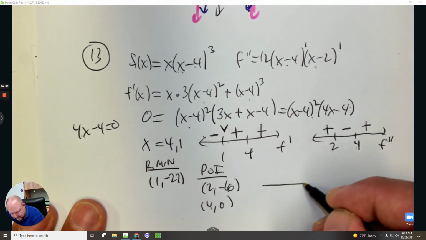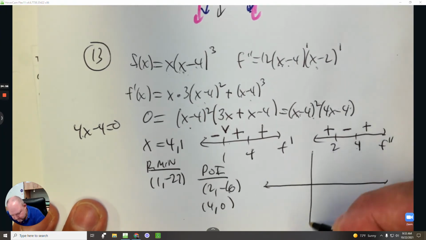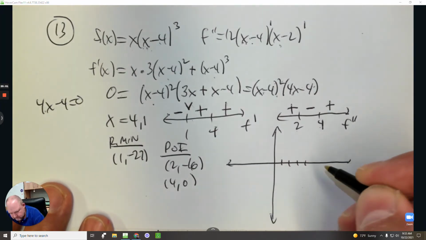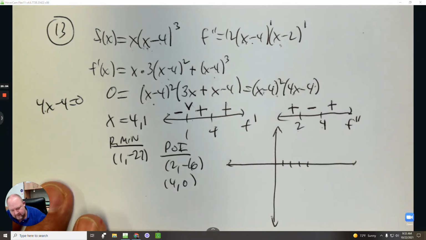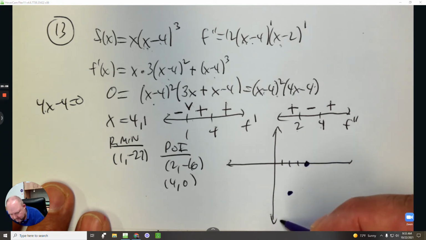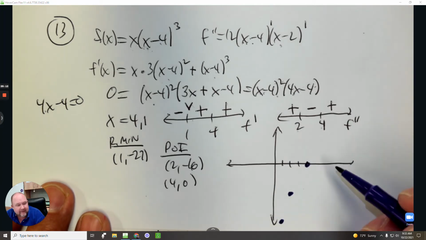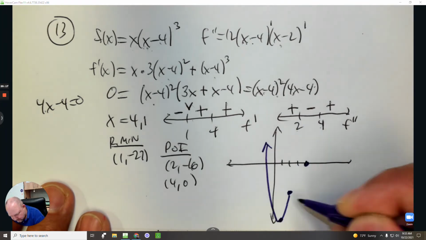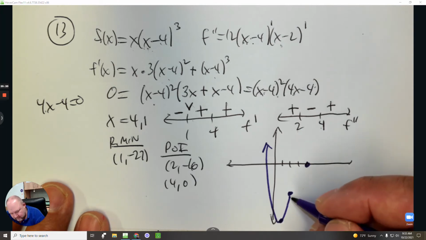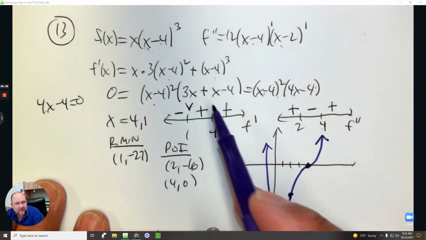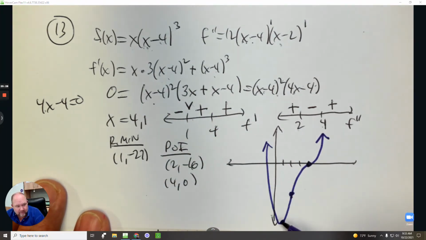And then draw a sketch of this. So we have 4, 0. We have 2 and negative 16. I'll put that here. And then 1 and negative 27. I'll put that here. And then the concavity. So it's concave up with the turning point. After 2, it's concave down, and then concave up. And also understand the end behavior, x to the fourth. Understand decreasing, increasing, concavity, and there's the sketch of the function.